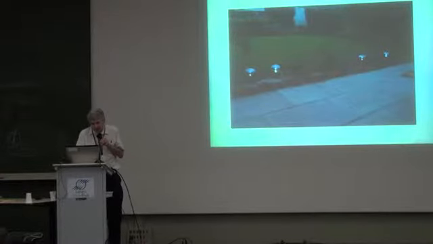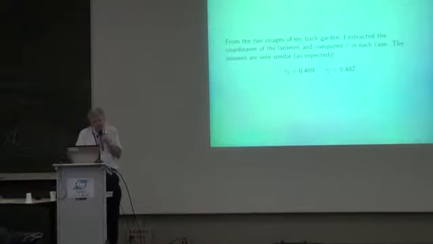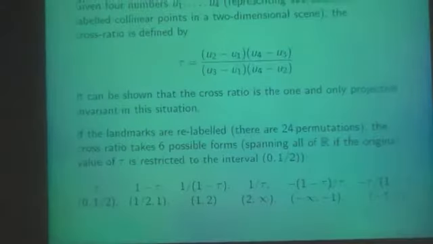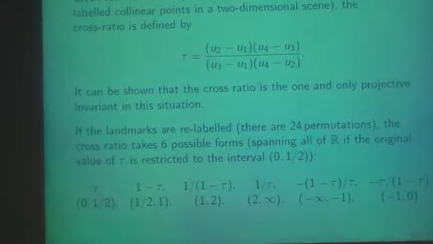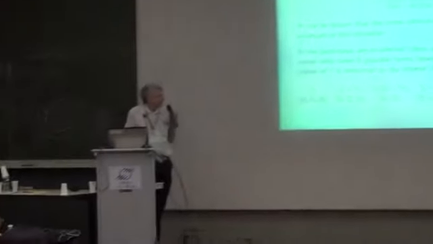But if you calculate the cross ratio in this case, it turns out, let's see, did I calculate it? Yes, I got out my ruler on the image and measured all the distances and calculated the cross ratio, and they're virtually identical, 0.489 and 0.487. I don't usually get such close answers when I do numerical experiments, so I was quite lucky in this case.